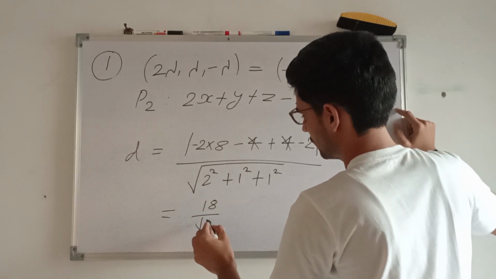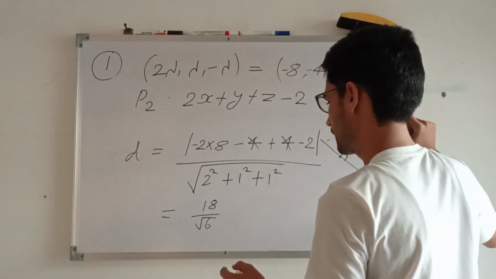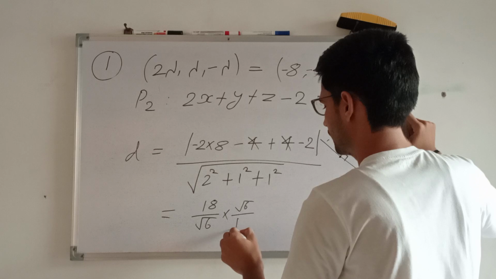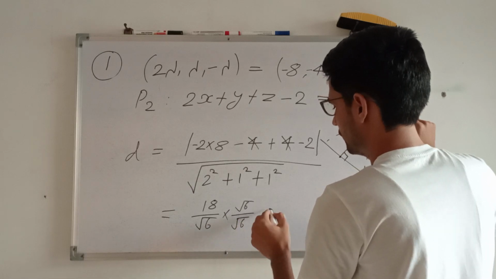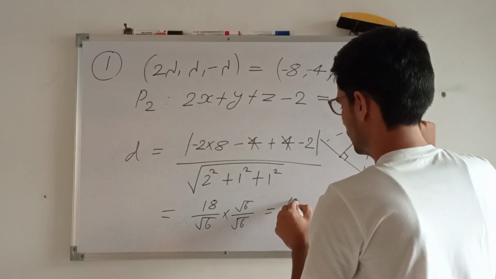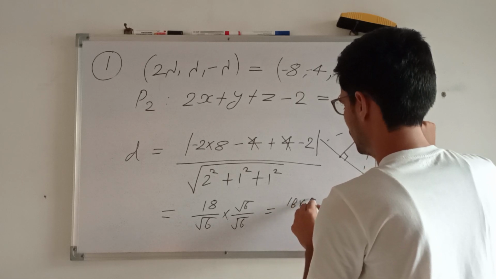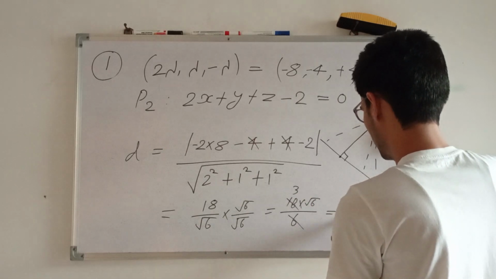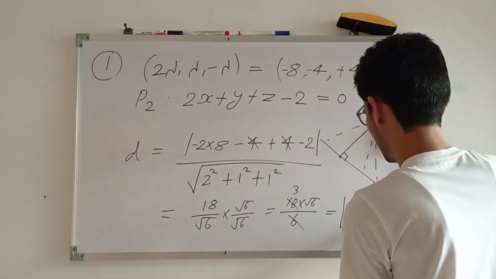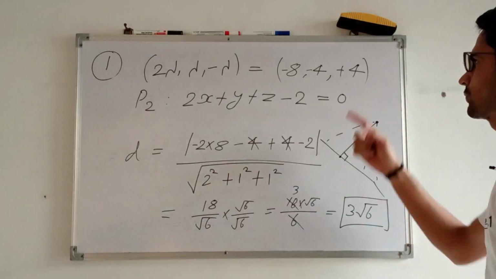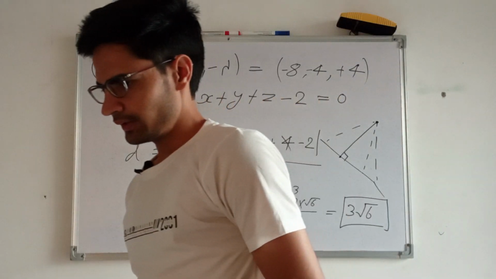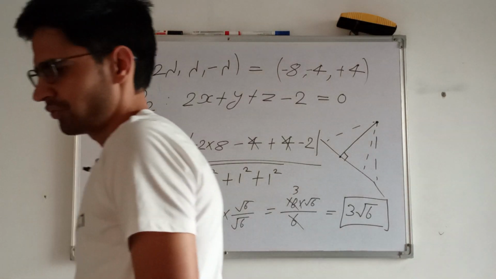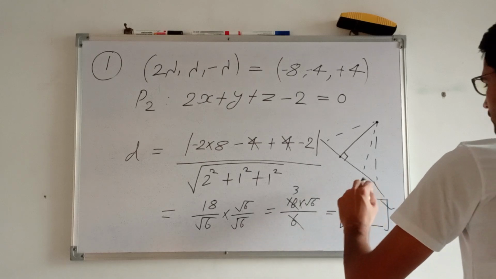18 upon under root 6, which could also be written as 18 into root 6 divided by 6, which is 3 under root 6. So this will be the distance of this point from plane P2, and this is our option number 4. So the fourth option was correct for this question.